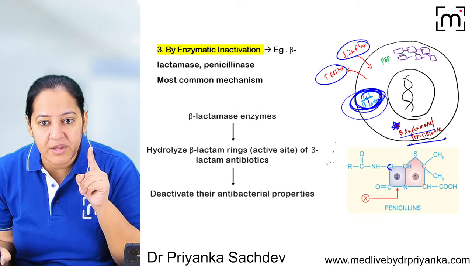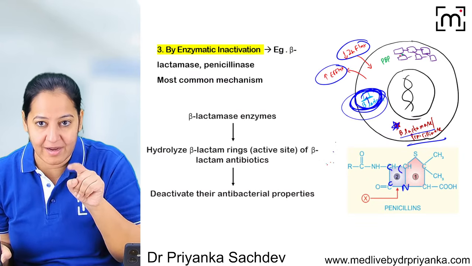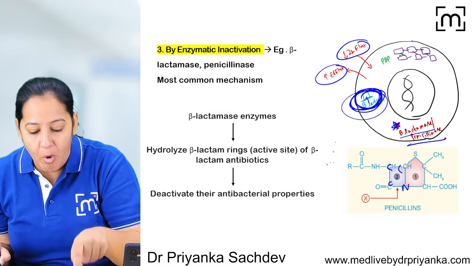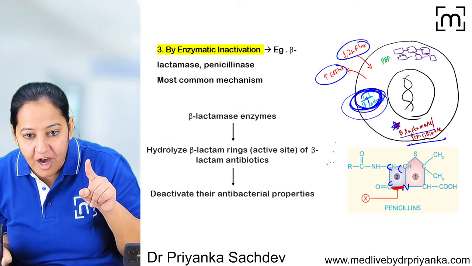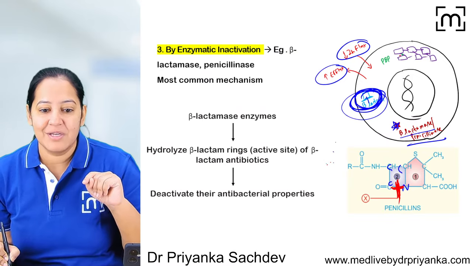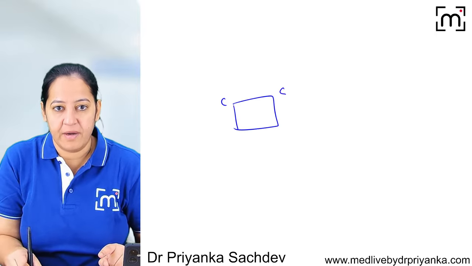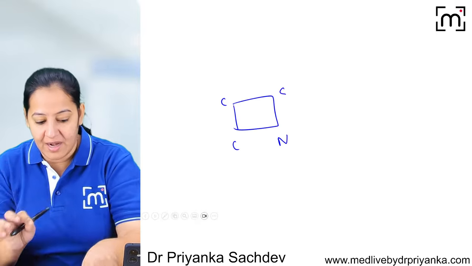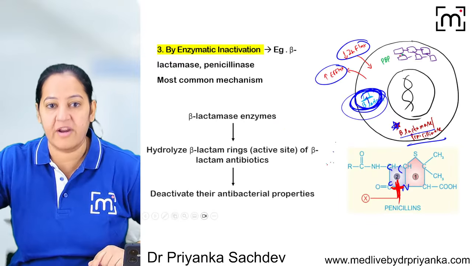Beta-lactamase or penicillinase is the enzyme that will degrade this ring. Can you see this ring? There are three carbons and one nitrogen. So where is the break? Which portion of the ring is broken by this enzyme? The bond between carbon and nitrogen. Can you see this bond? Here the break is. It is a four-sided ring: carbon, carbon, carbon, nitrogen. The beta-lactamase enzyme gives a break here, so the ring will become open.